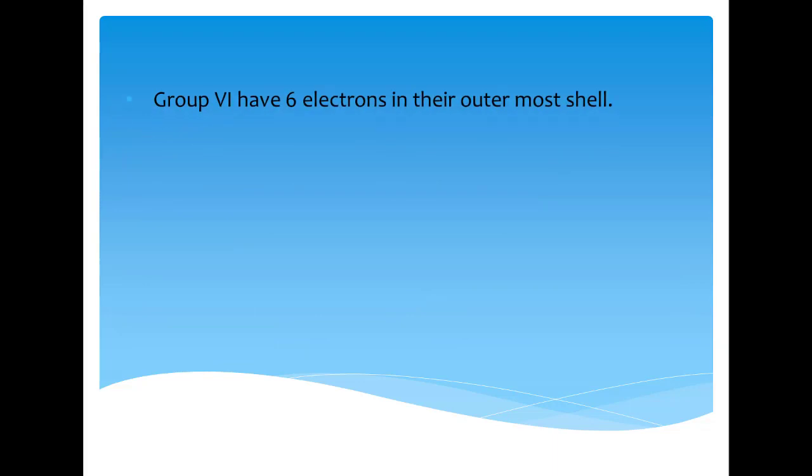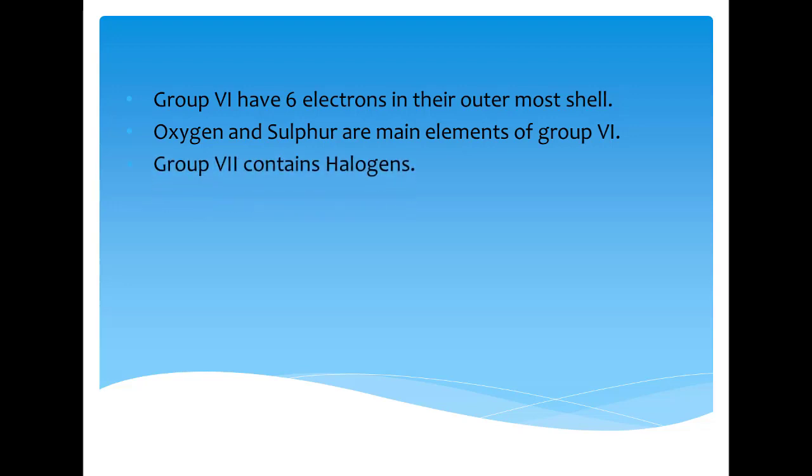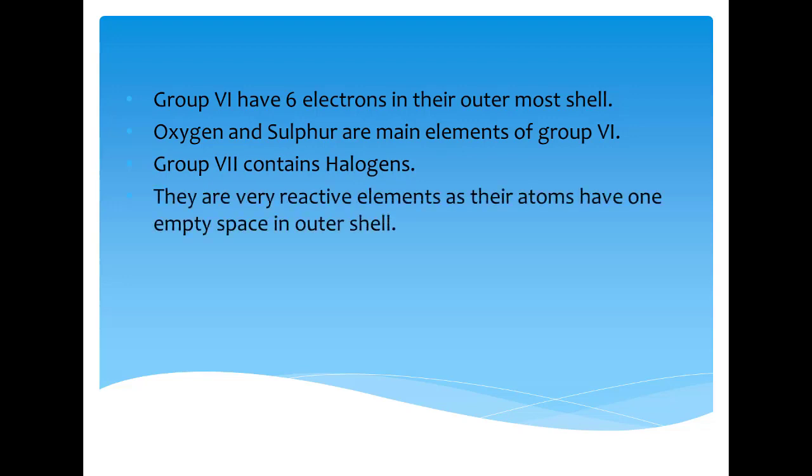Similarly, group 6 elements have 6 electrons. Oxygen and sulfur are the main elements of group 6, and as I told you in the example, they will react the same way. Let's talk about group 7. They are known as halogens. They are very reactive elements, as they have one empty space in their outer shell, and as we discussed, that makes them very reactive. Halogens are colored gases and are very poisonous.